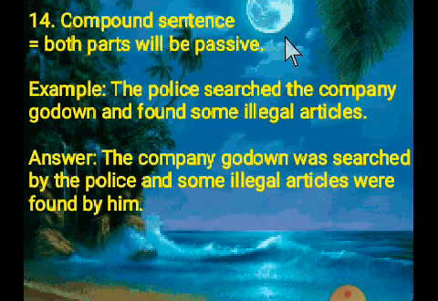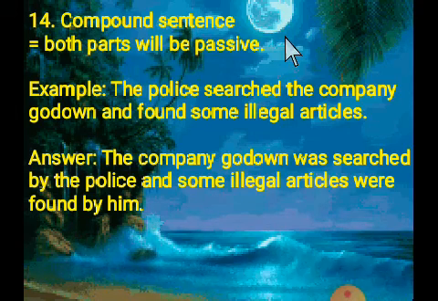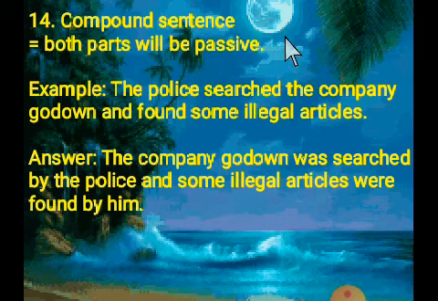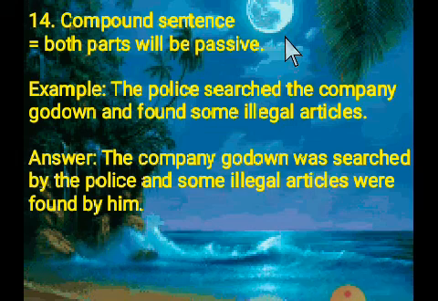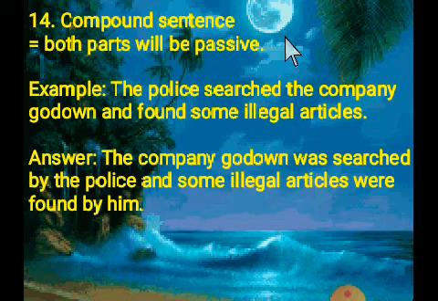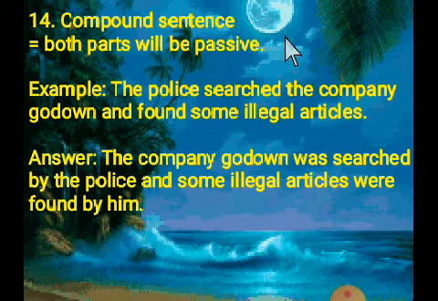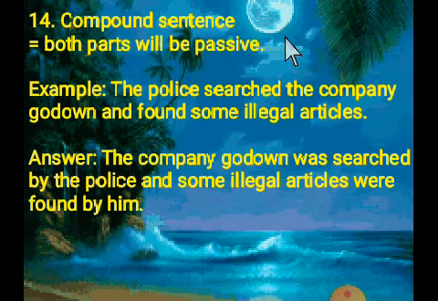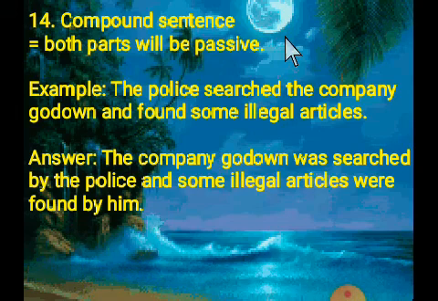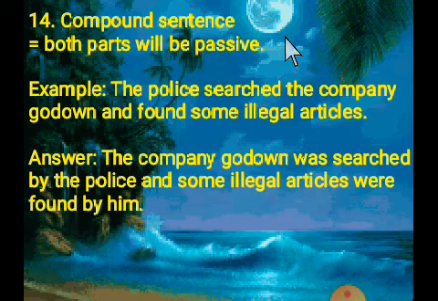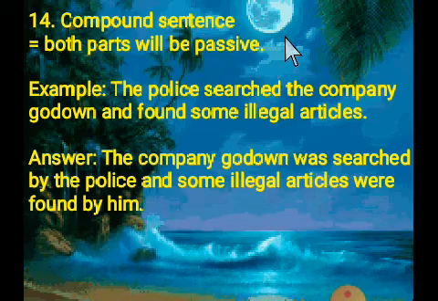Compound sentence. Both parts will be passive. If we see a compound sentence, it means a sentence with two finite verbs. We have to turn both parts passive. Example: The police searched the company godown and found some illegal articles. Answer: The company godown was searched by the police and some illegal articles were found by him.